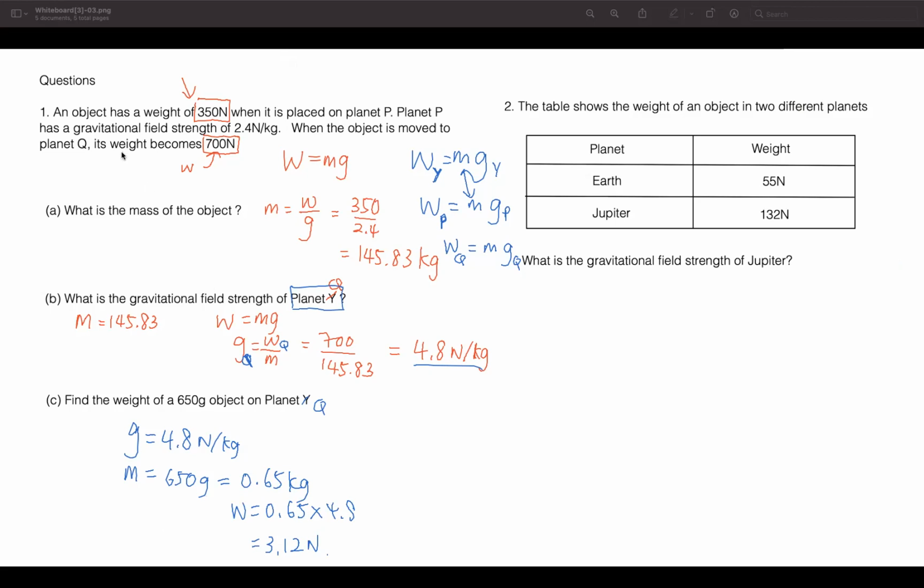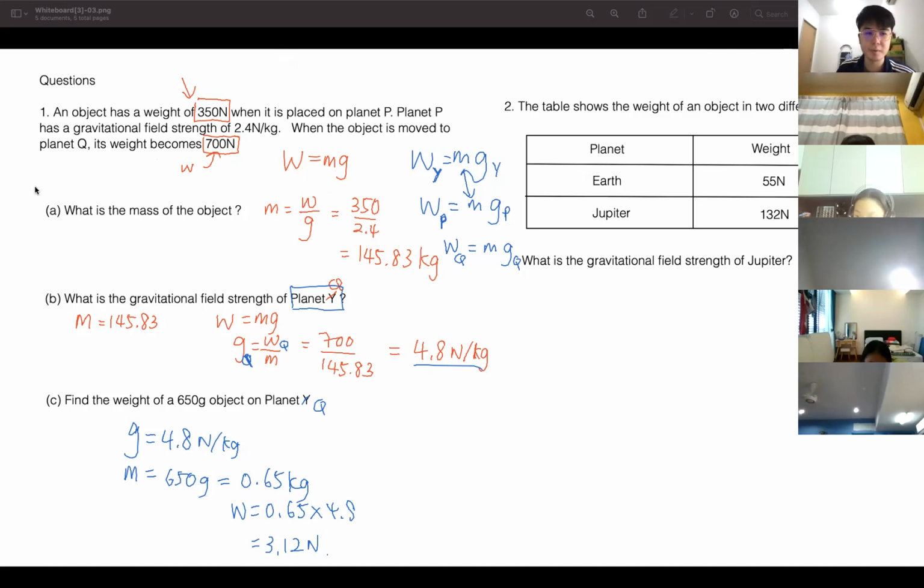Question number 2. Anybody got answer for this? Question 2, can do or not? What is the gravitational field strength of Jupiter? Okay, Daniel said 24. Any other different answers? Let's look at the solutions.